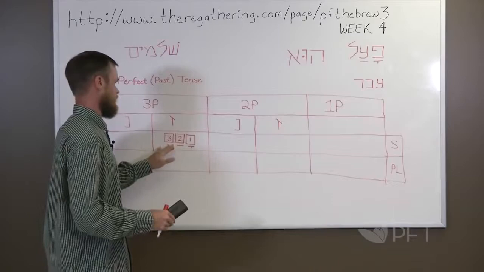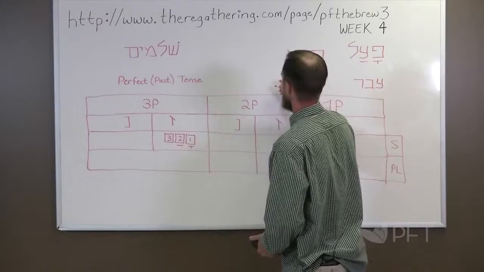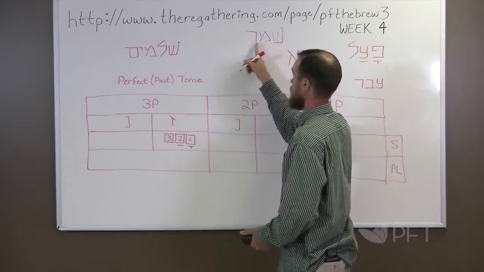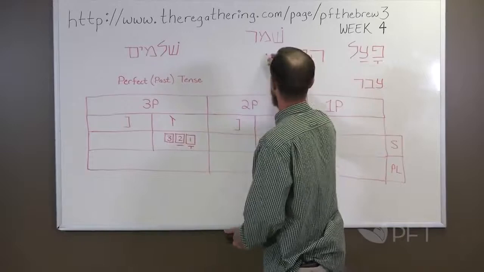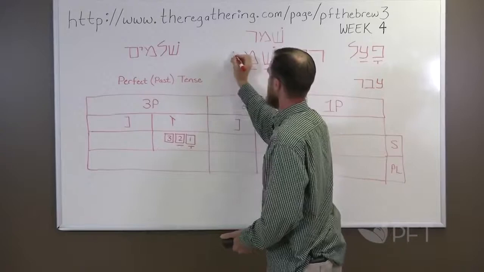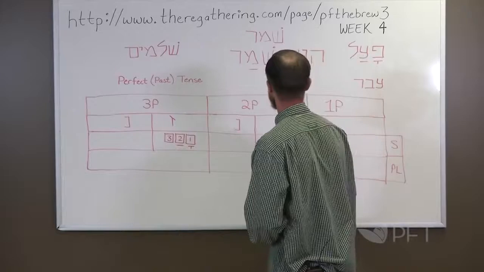So to say he kept, again, the root of kept is shin mem resh, to keep. So we plug in the letters of the root into their corresponding parts on the chart and add the necessary vowels. And we come up with shin komets, mem patach, resh, pronounced shamar. So hu shamar means he kept or he guarded.